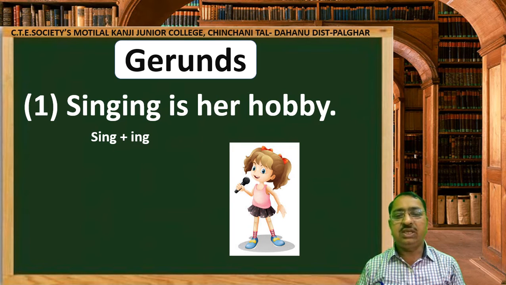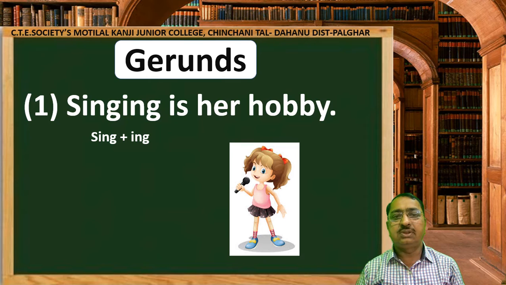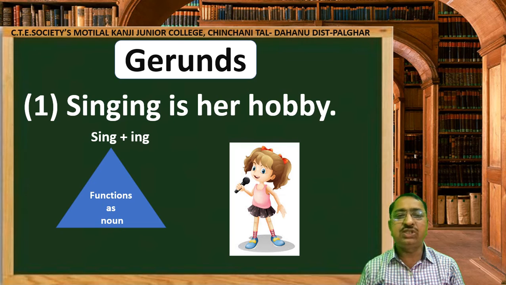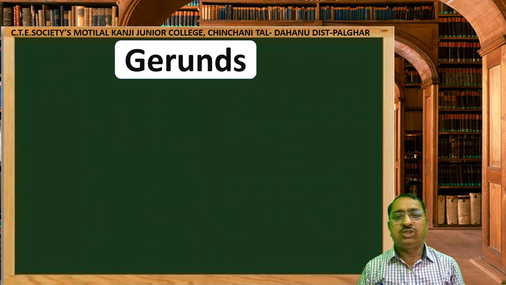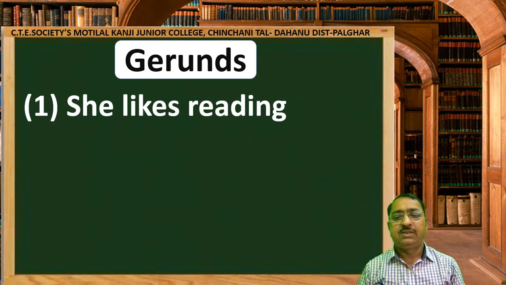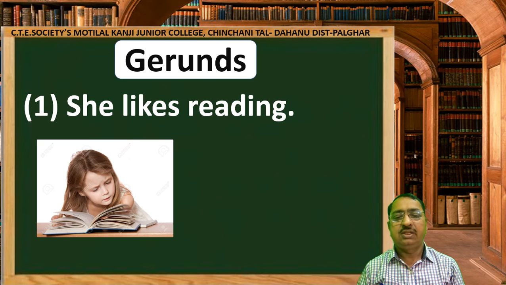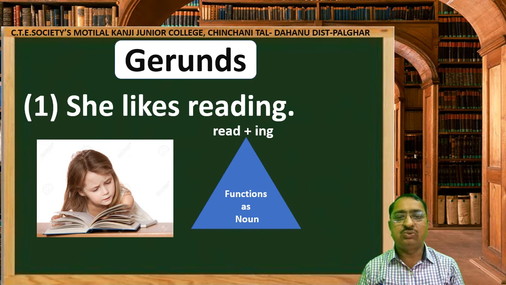Here the word singing is made from the verb sing by adding ing. So it functions as a noun. It is called gerund. Now look at this example. She likes reading. Here the word reading is made from the verb read plus ing, and it functions as a noun, so it is gerund.